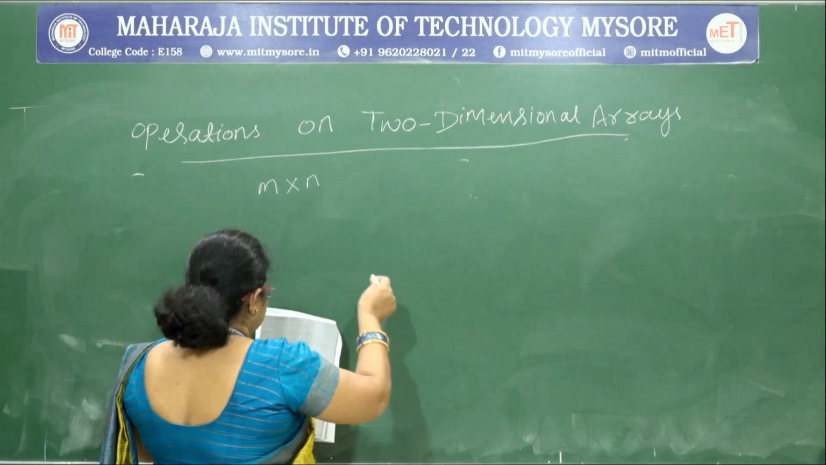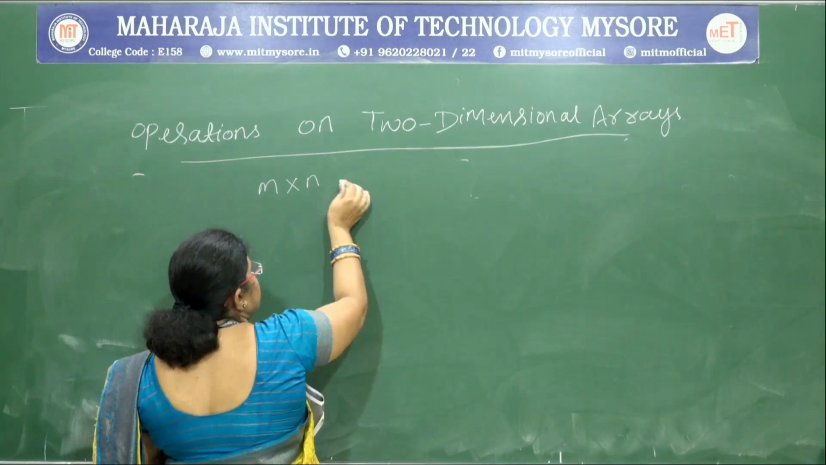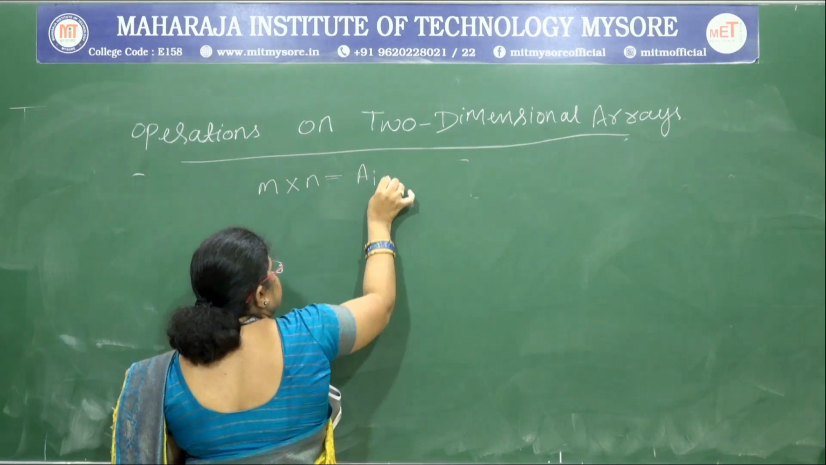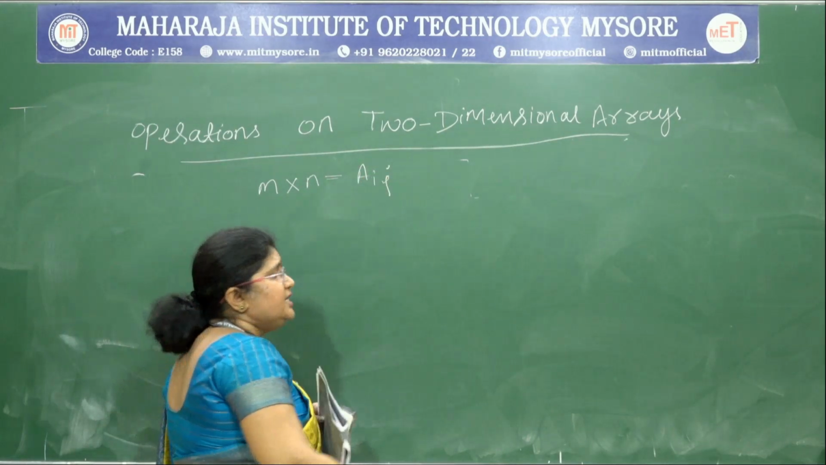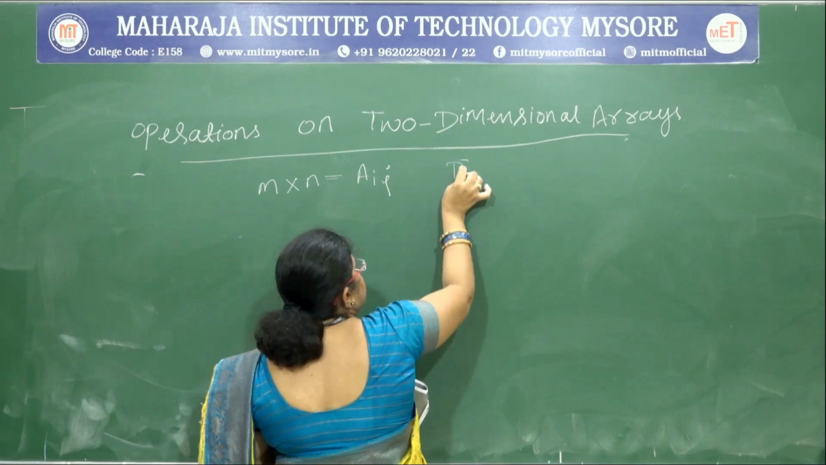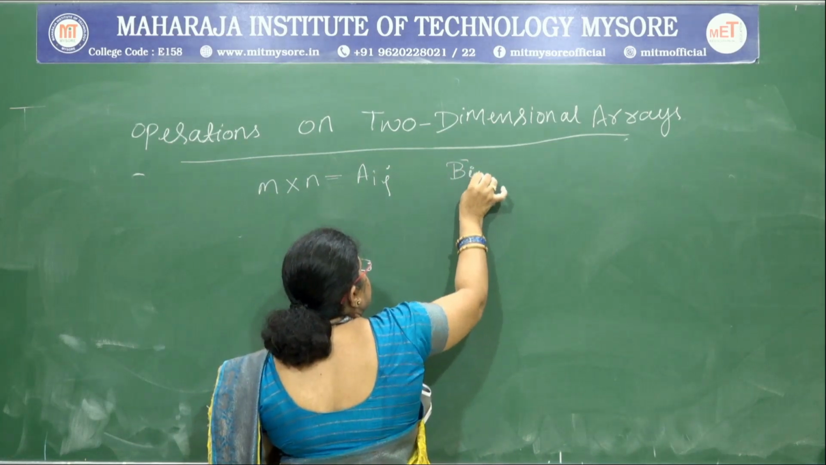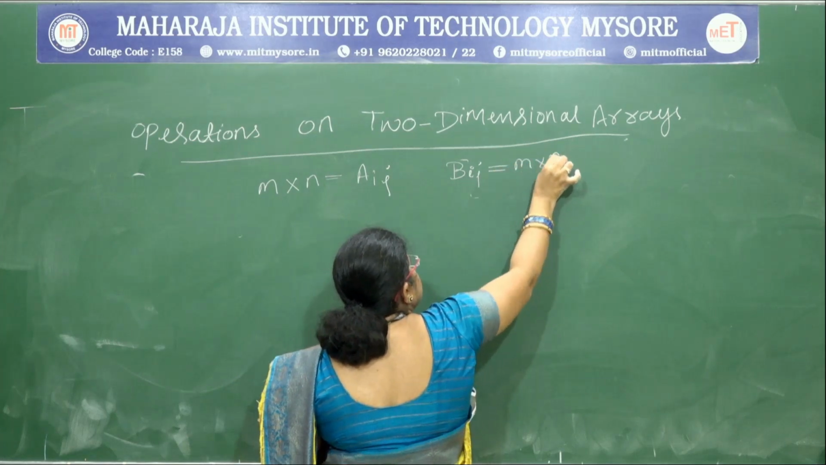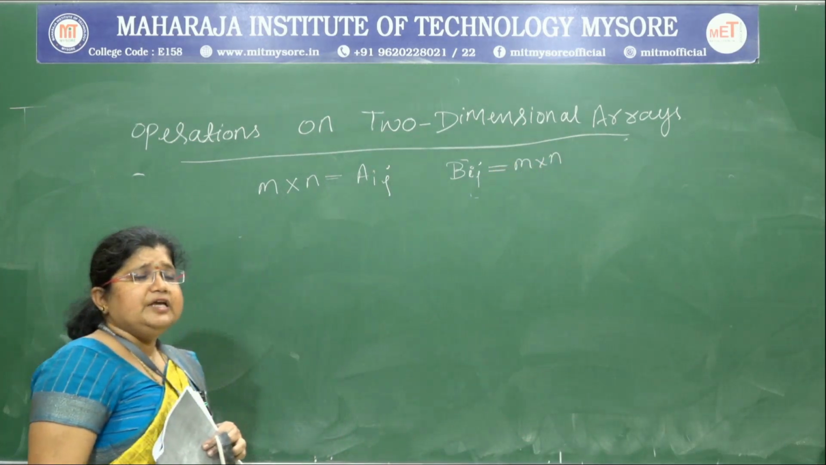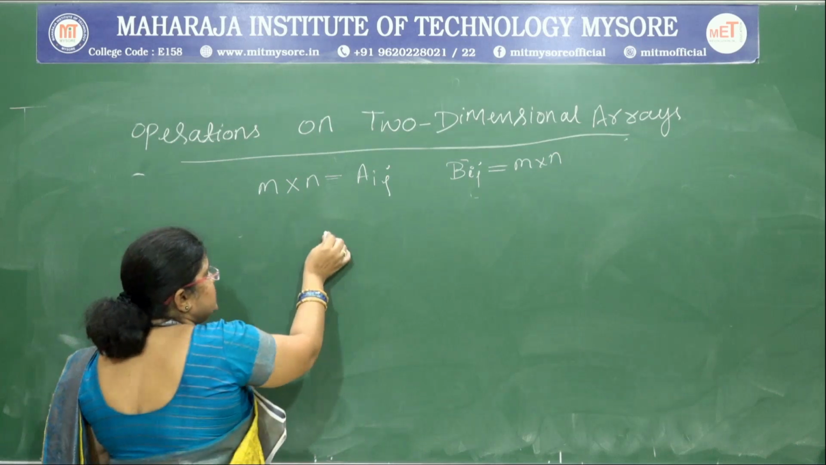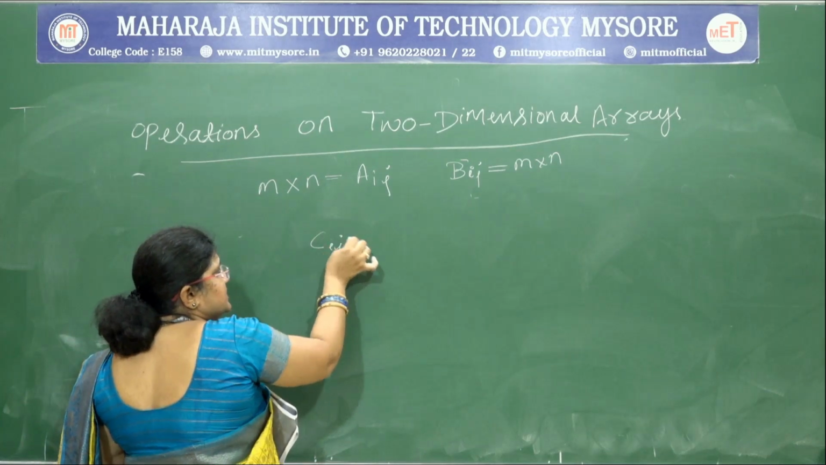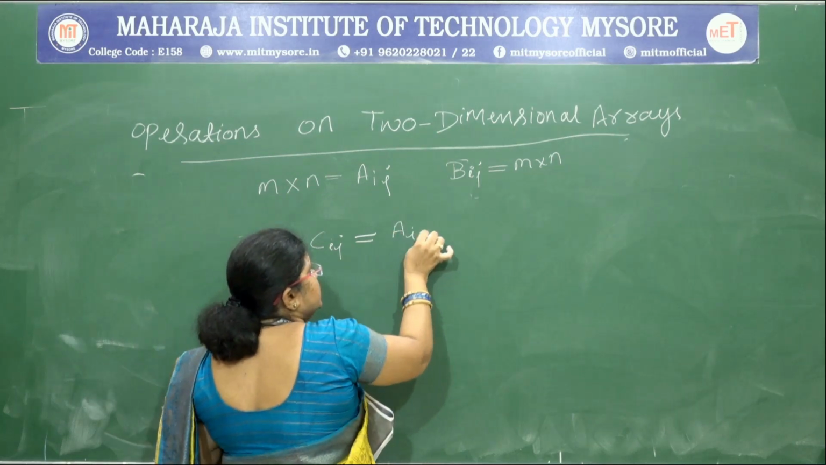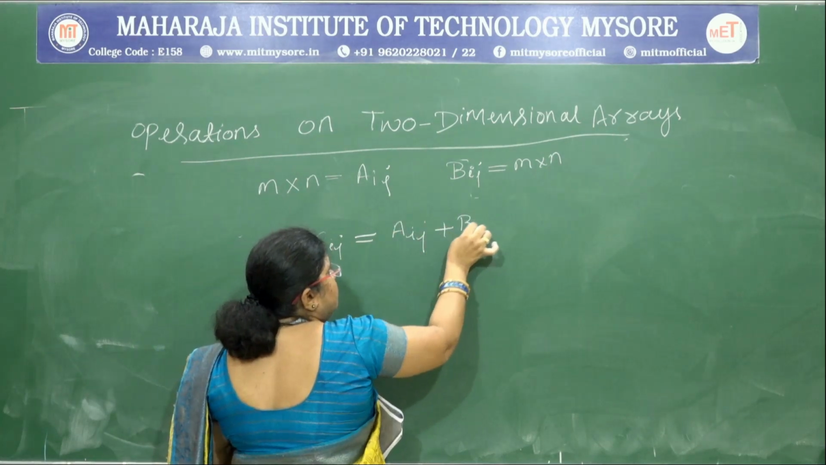So whenever you have two matrices, let us consider A[i][j] of size M cross N as the first matrix, and B[i][j] as the other matrix, which also contains M cross N elements. Then we obtain C[i][j], which is the summation of both, A[i][j] plus B[i][j].